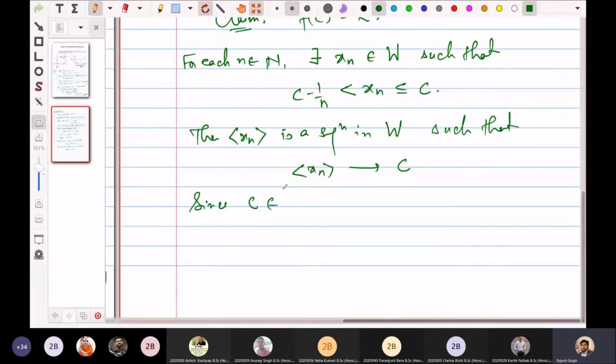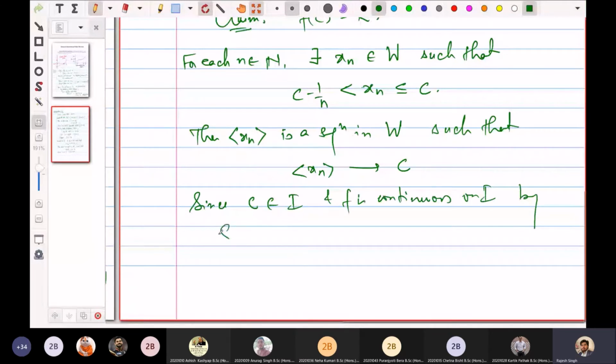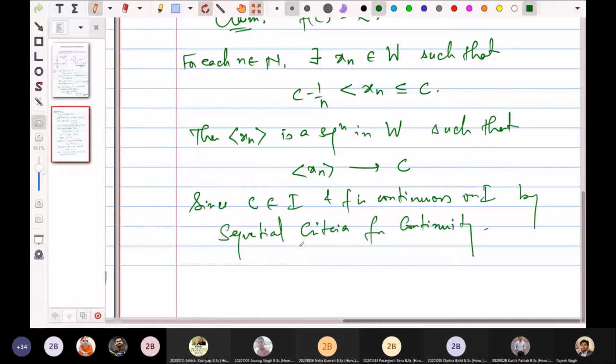So f is continuous at C, since C belongs to I and f is continuous on I. So by sequential criteria for continuity, क्या होगा हमारे पास? By sequential criteria for continuity, what will happen? F of xn will converge to f of c. ठीक है?